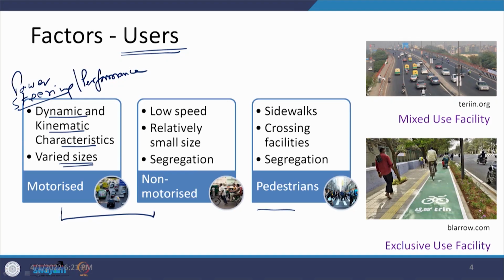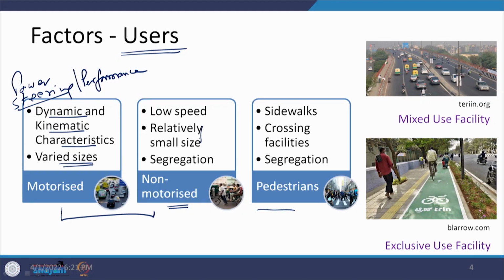When you talk about non-motorized vehicles, again there are different varieties. You have the bicycle, you have the cycle rickshaw, you have nowadays the e-cycle rickshaw also, or you may have animal drawn vehicles. So, all of these things are there. The one thing is that they are relatively small in size, and at the same time the speed is quite low. You will find that at the maximum the speeds may be less than 20 kilometers per hour or 25 kilometers per hour.